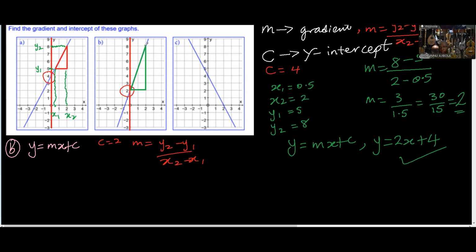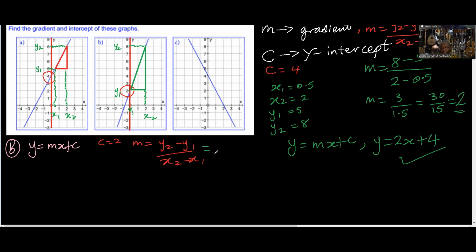Yeah. So if I trace it to this axis, this is my y2, 8 again, but my y1 is going to be 2, right? Why is y1 2? Yeah. Good. Then my x2 is 2. Then my x1 will be 0. Okay? Good.